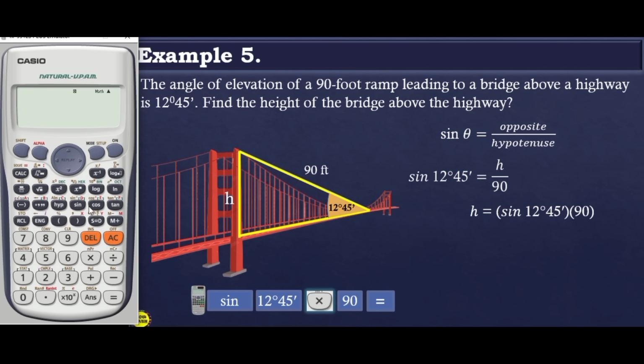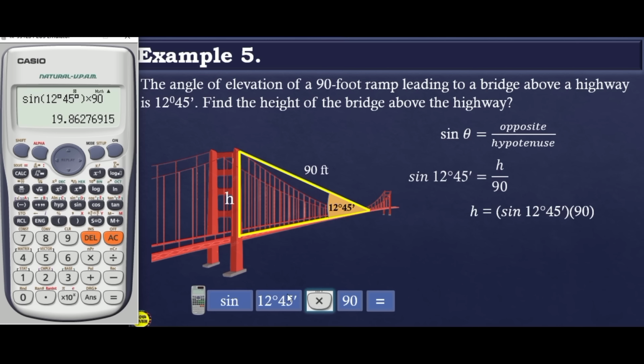So, we have sine. Click po natin ang sine. And then, 12. And then, ito po yung pipindutin natin dito. Okay. 12. And then, 45. Ito po ulit ang pipindutin natin. And then, close. Times 90. Times natin sa 90. So, that is equal to 19.86.